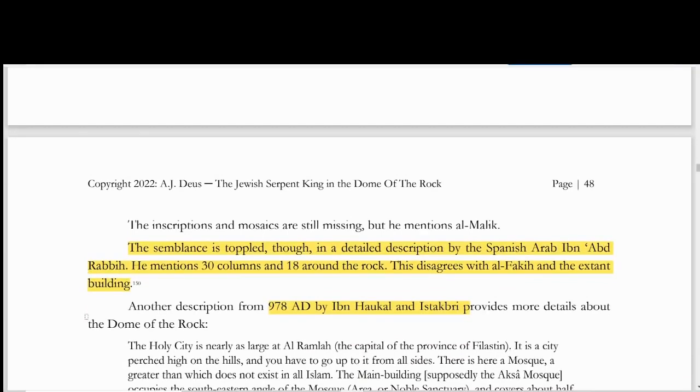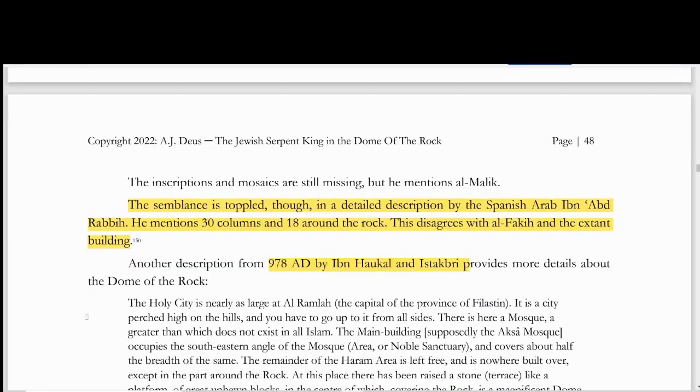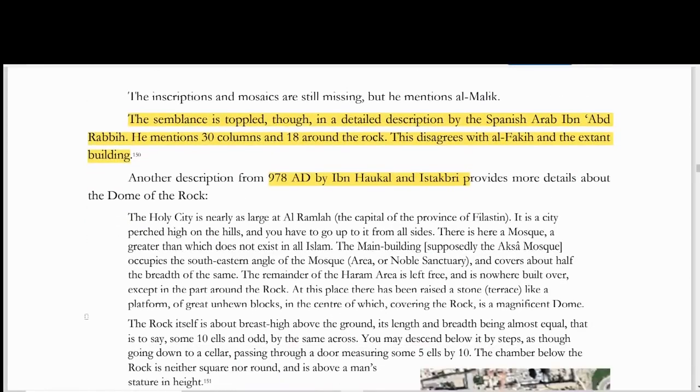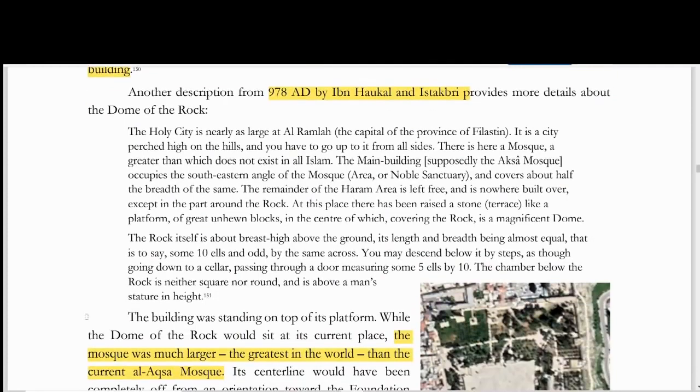The semblance is toppled, though, in a detailed description by the Spanish Arab Ibn Abdul Rabi. He mentions 30 columns and 18 around the rock. This agrees with Al-Faqih and the extant building. So it seems like there's holes in the narrative wherever we look.